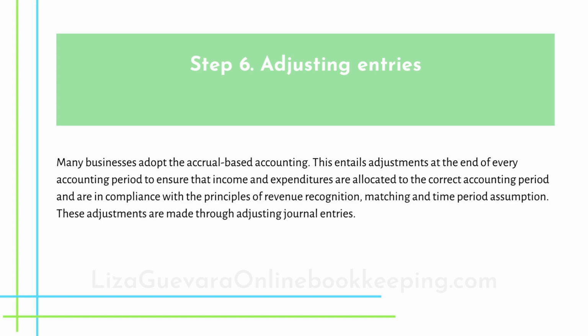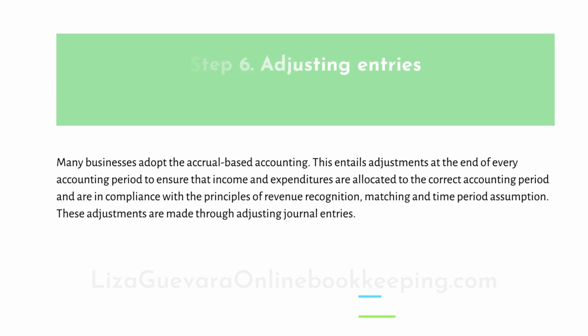This entails adjustments at the end of every accounting period so that income and expenditures are allocated to the correct accounting period and also are in compliance with the principles of revenue recognition, matching, and time period assumptions. These adjustments are made through adjusting journal entries. The same as the journal entries, we will have debits and credits.